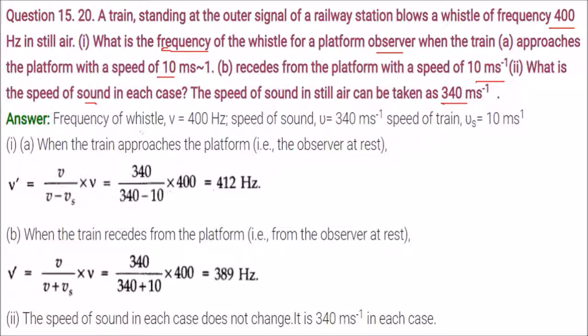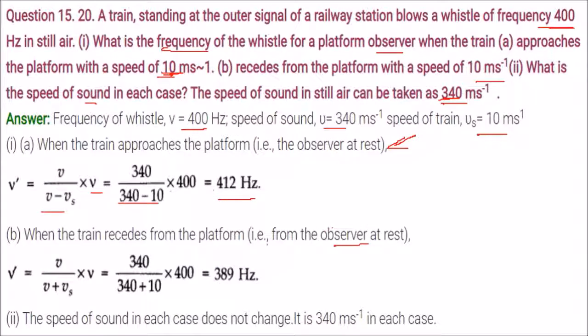So the idea here is the frequency of the whistle, v, is 400 Hz, which is given in the question. The speed of sound we have to use is 340, and the speed of the train is 10 meter per second. When the train is approaching the platform, the observer is at rest. We know the apparent frequency v dash will be v by v minus vs into frequency. All these values are known to us, just put them here. You get 412 Hertz.